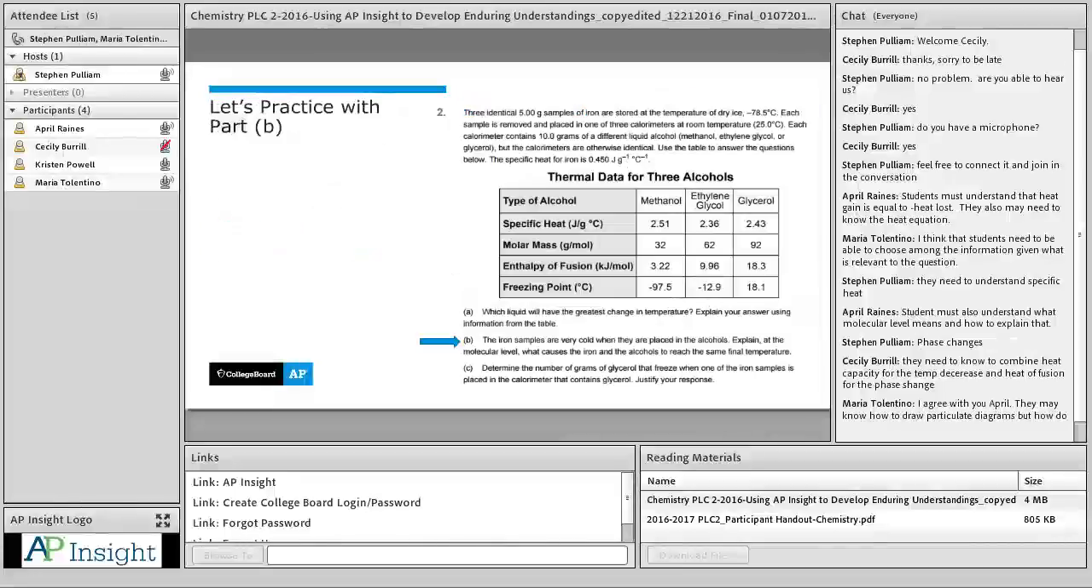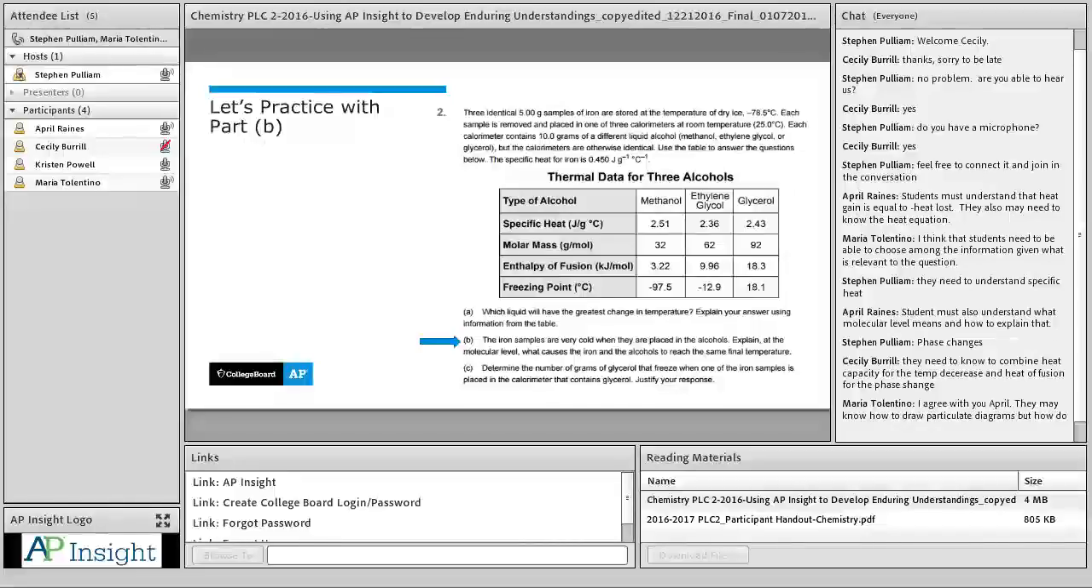All right, let's move on to Part B. Part B says the iron samples are very cold when they're placed in the alcohols. Explain at the molecular level what causes the iron and the alcohols to reach the same final temperature.